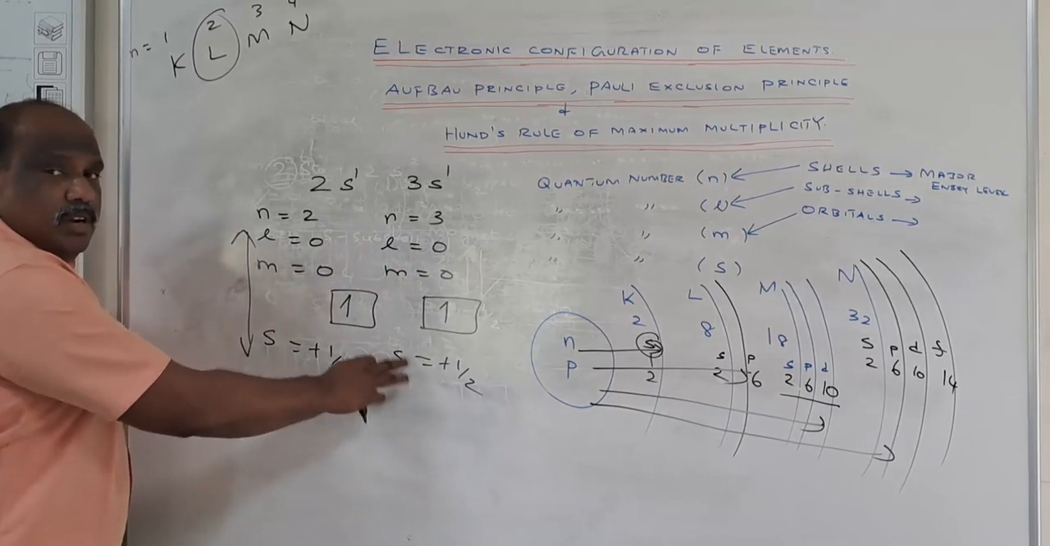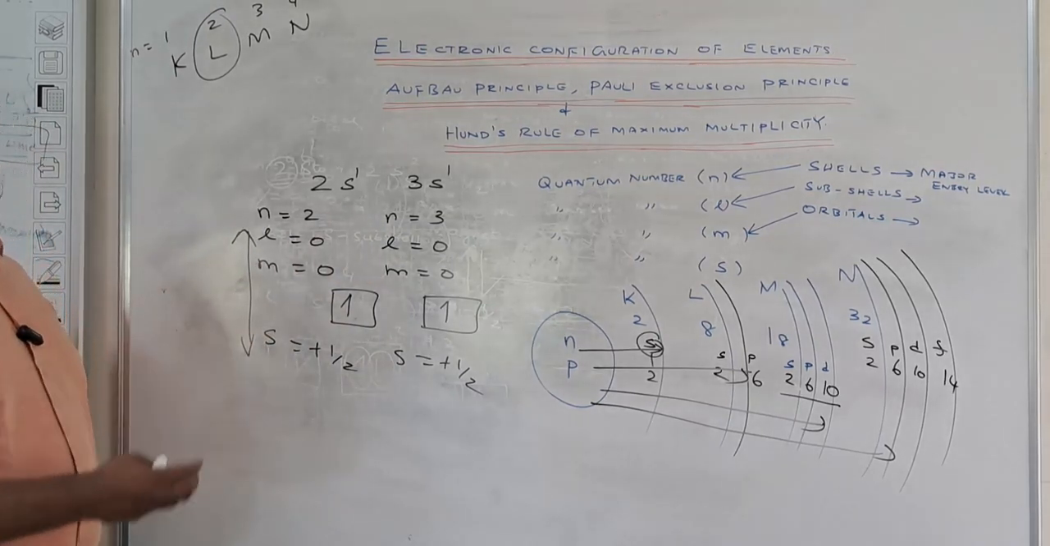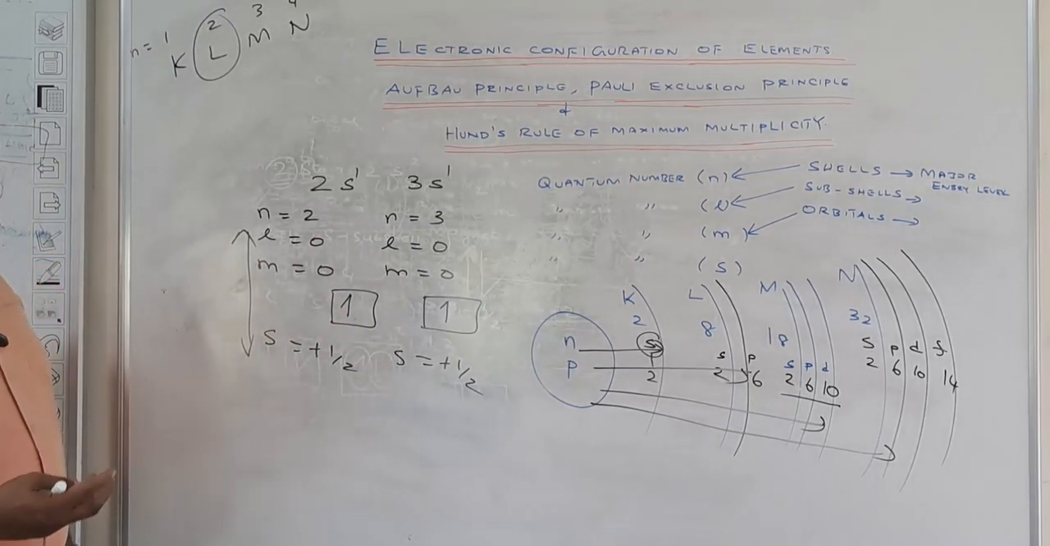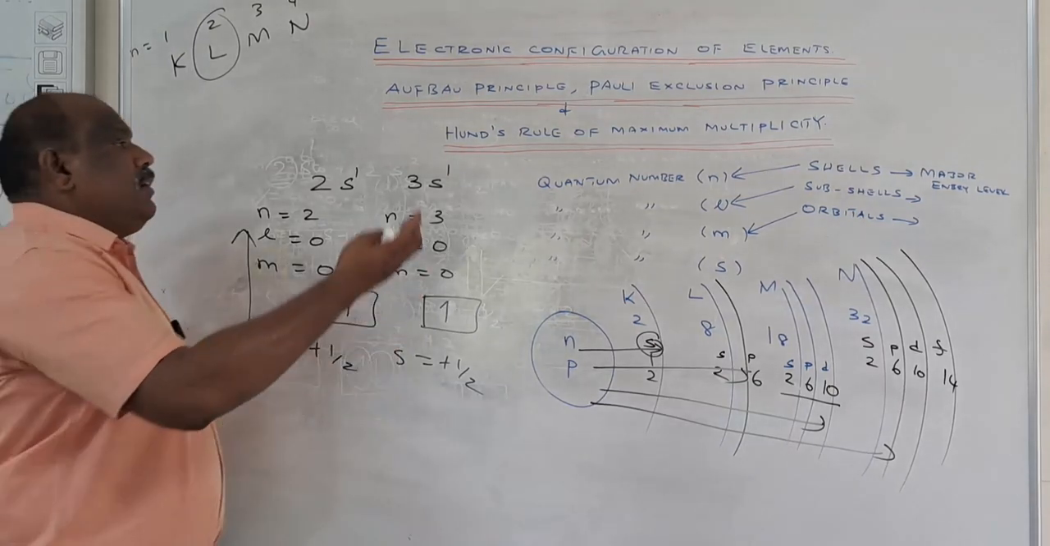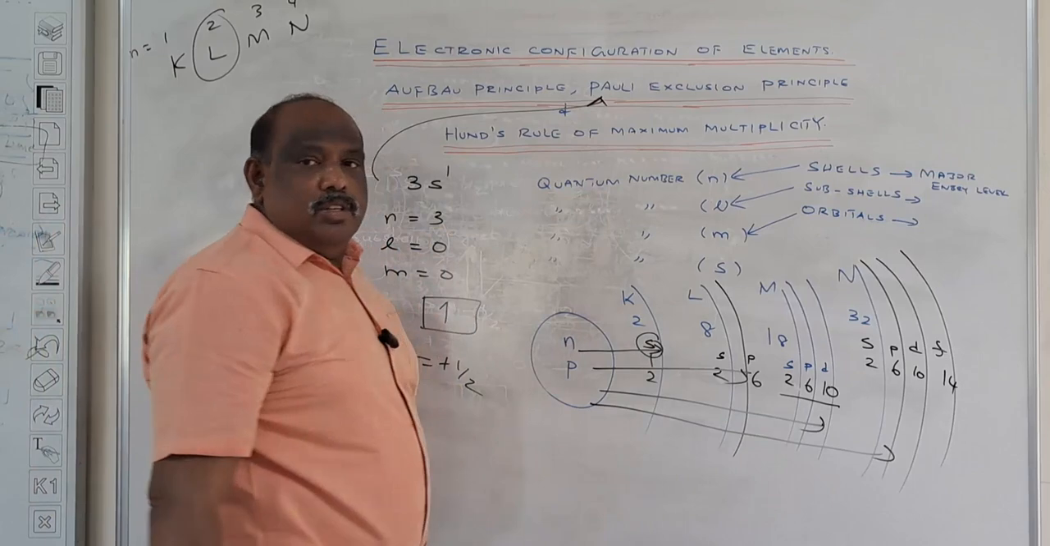S equal to plus of, S equal to what? Plus of. But what about the principal quantum number? It is varying. So we can see that no two electrons can have all the set of four quantum numbers the same. That is nothing but called your Pauli exclusion principle.